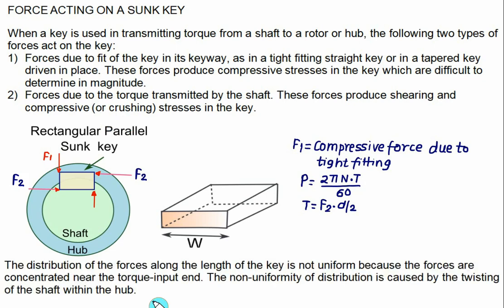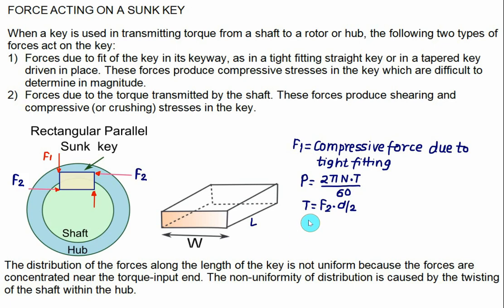in the key. And hence the distribution of the forces along the length of the key, that is along this length, is not uniform because the forces are concentrated near the torque input end, and the non-uniformity of the distribution is caused by twisting of the shaft within the hub. So the forces F2 and F1 both are variable along the length L, which is the width of the hub. So calculation of F1 is much more difficult, whereas F2 we can calculate very easily. So we have to neglect the force F1 and consider only the force F2.